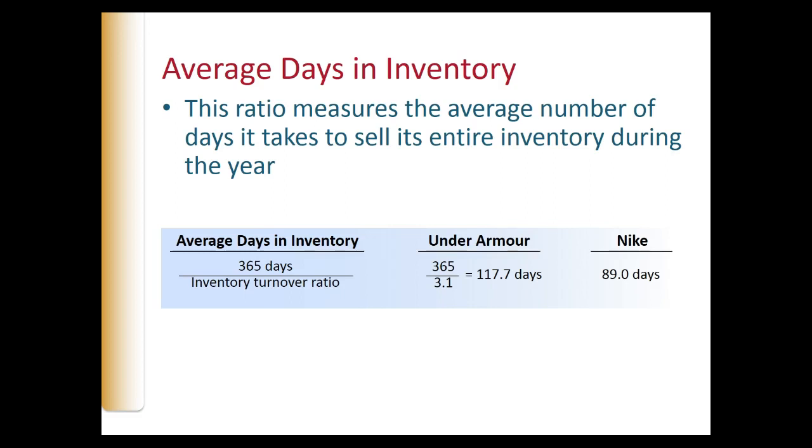We can convert the inventory turnover ratio into days and call it average days in inventory. As you imagine, companies try to minimize the number of days they hold inventory. We calculate the average days in inventory in this slide. Under Armour's average days in inventory is 117.7 days. We calculate it by number of days in a year, 365, divided by the turnover ratio of 3.1. In comparison, Nike's average in inventory is a lot lower at just 89 days.